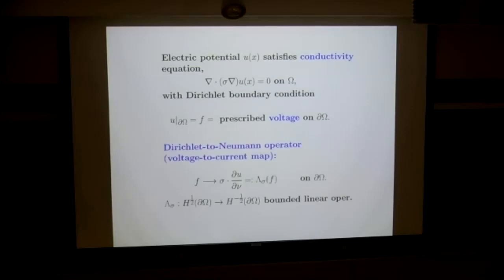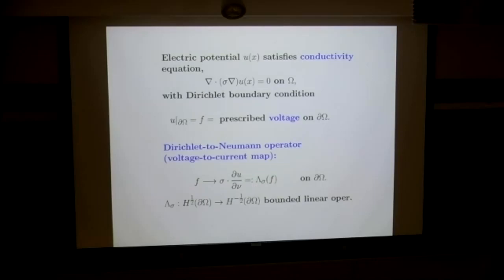One can then record the current flow at the boundary, as I described before, by Ohm's law. The mapping which takes the voltage distribution F to the current flow at the boundary, which you would measure either using the same electrodes or nearby electrodes, is a linear operator, which we'll denote by lambda sub sigma of F, because it depends on sigma. We include that in the notation. And lambda sub sigma is a linear operator acting on functions on the boundary.